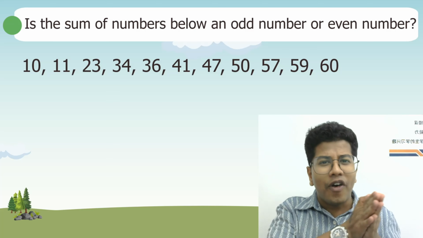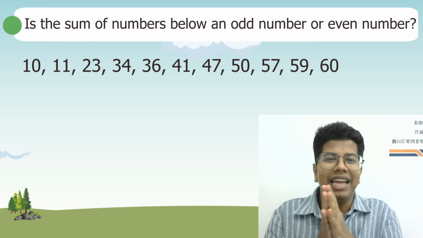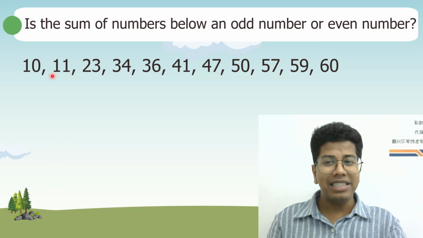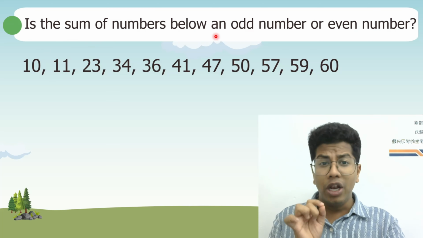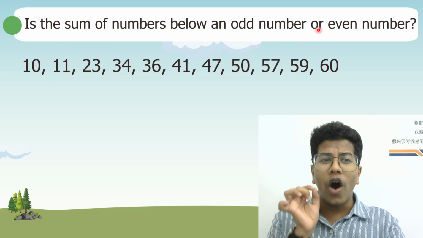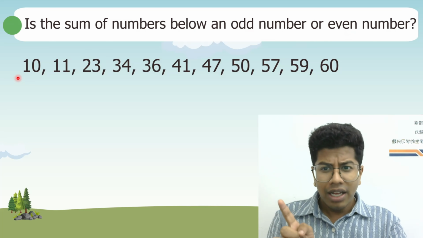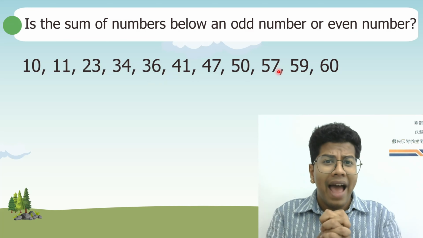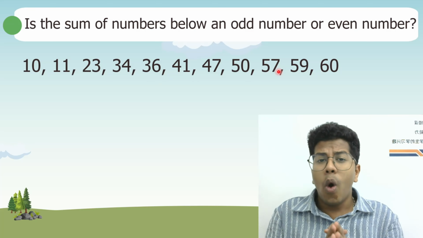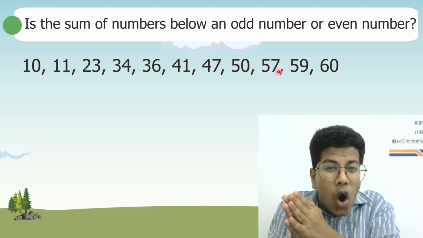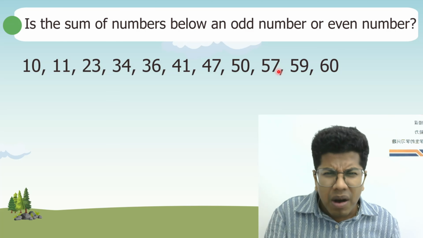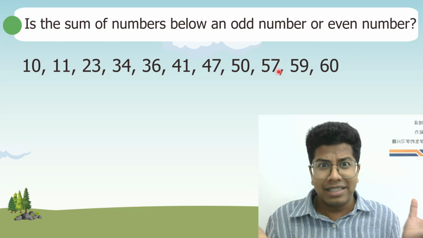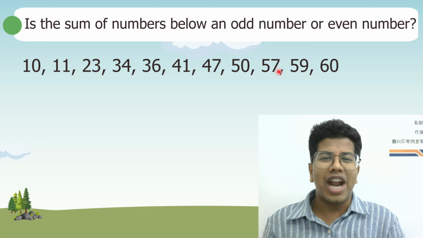So, to prepare for this topic, I have taken an example question here. Let's just have a look. Here the question says, is the sum of numbers below an odd number or even number? So here there are few numbers that are given to us. I have to find out the sum, and then I need to determine whether the sum is an odd number or an even number. But what is an odd number and what is an even number? Let's try to figure it out.